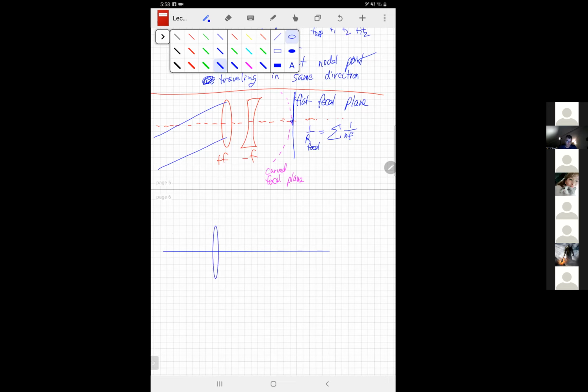So I'm going to make this as special as possible. I'm going to have plus F, and I'm going to put them separated by 1, 2, 3, 4, 5. I'm going to put the other lens right there, minus F. I'm going to say that their separation is F.